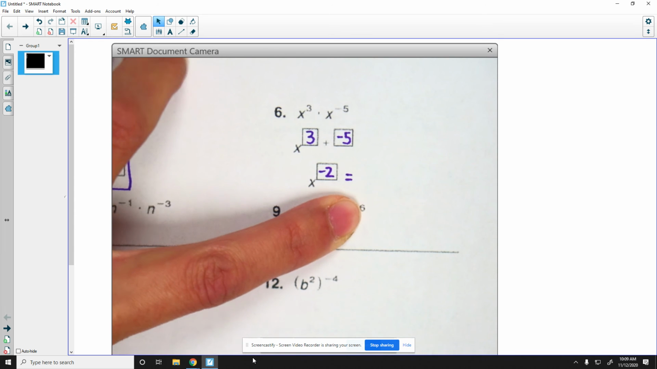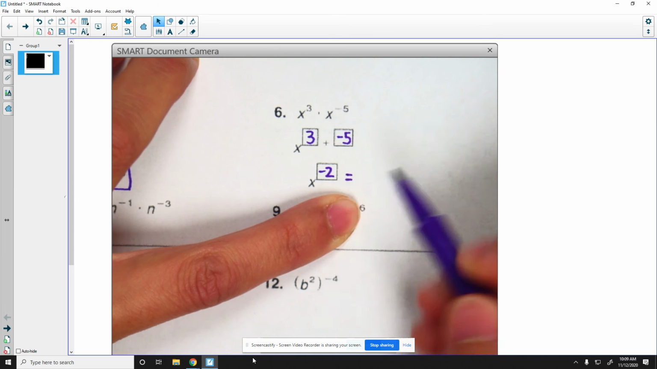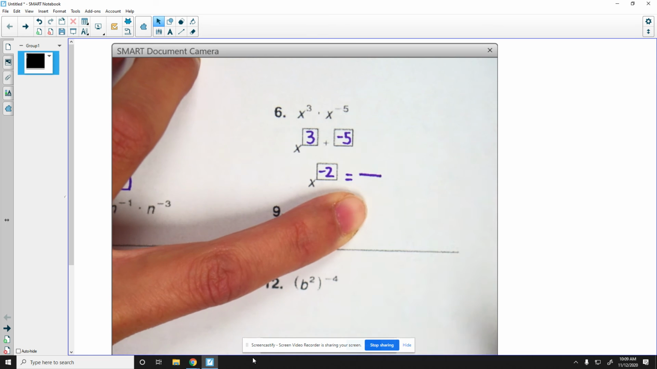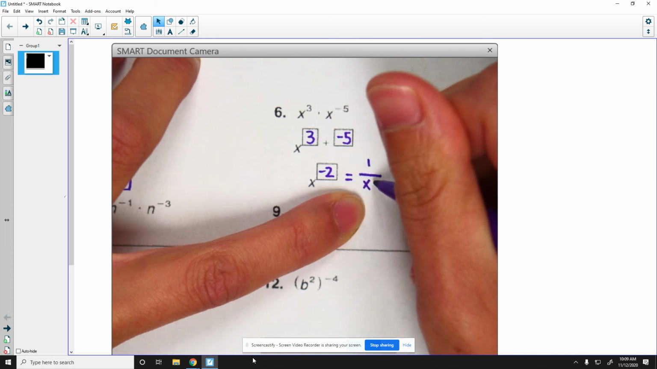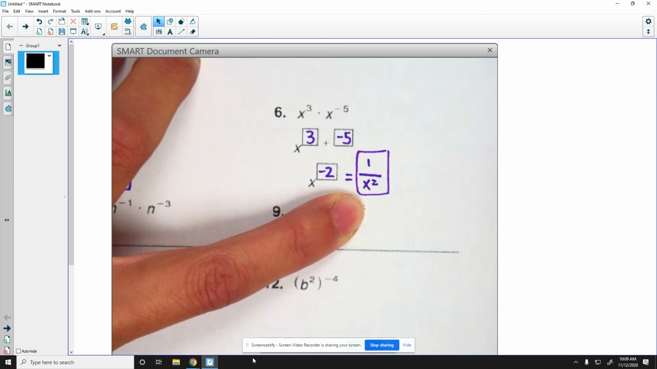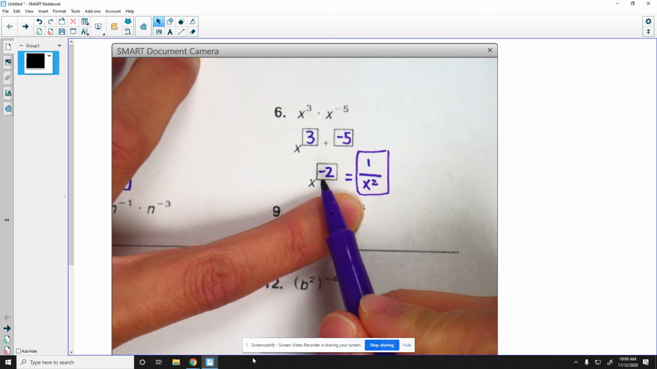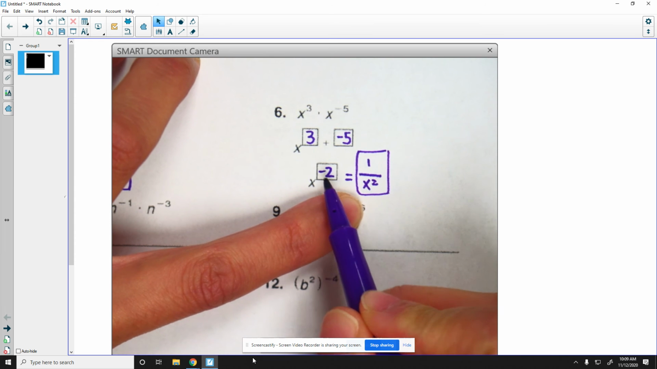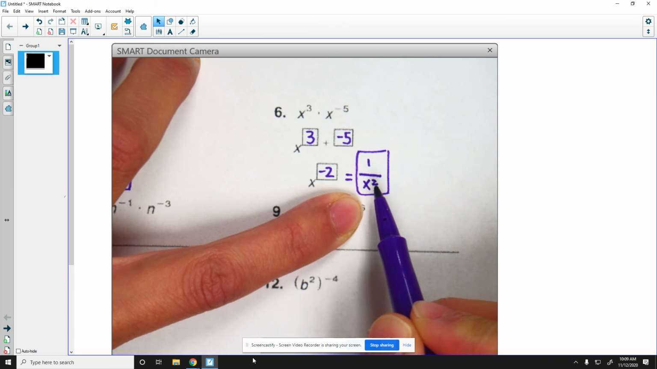But what did I learn yesterday? If I have a negative exponent, it can be simplified. Does anyone remember what is actually then my answer? Luke? Not 1 over 2. Oh, 1 over x. Yeah, 1 over x squared, right? I have to flip it. So what did I learn yesterday? I can't just leave it as x to the -2. I have to flip it and then it's simplified.